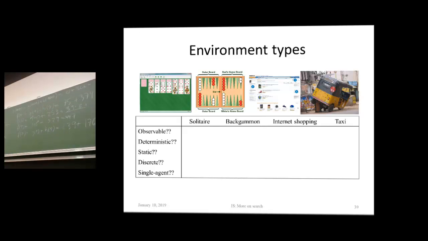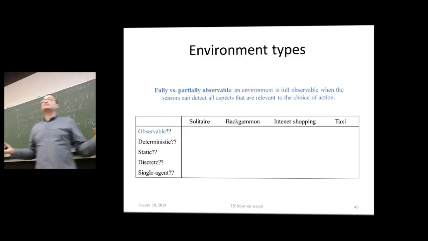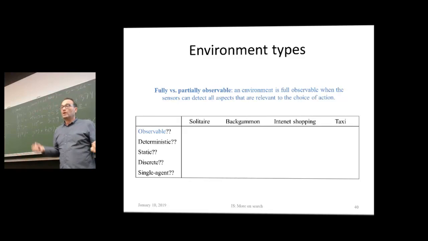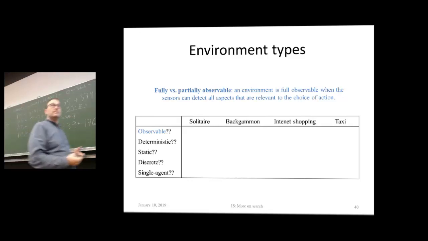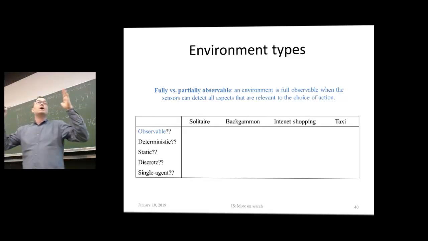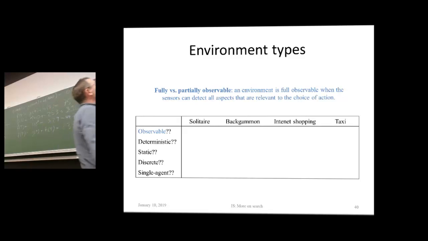And I've used some of those words already, and it's good to set them up in a more systematic way now. So the one is observability. Do you know, in an environment, all the aspects that are relevant to your specific choice of action? If you look at a game such as chess, then it's a perfectly observable game. You know all the states. You know the figures, where they are. You know exactly what happens according to your actions.